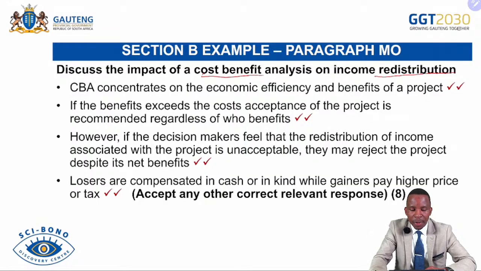Losers are compensated in cash or in kind, while gainers pay a high price or tax. So any other possible response that is relevant is given a mark. So this was out of 8 marks.